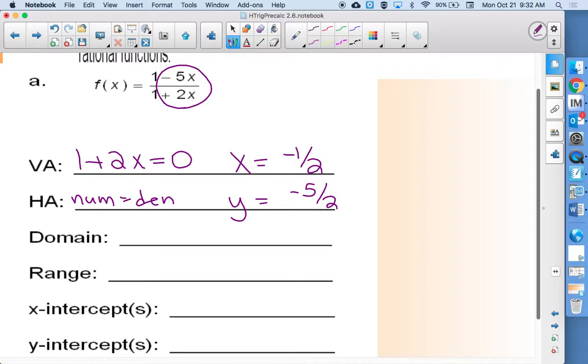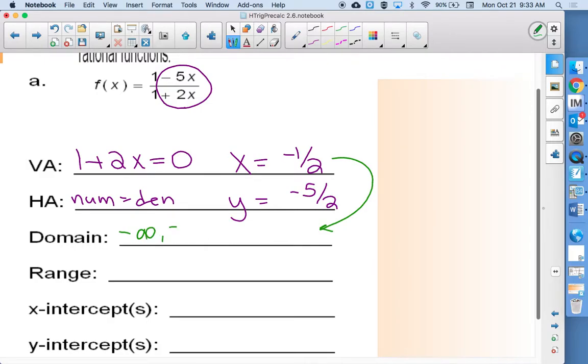How can I find the domain? Brenton? Yeah. So the vertical asymptote creates the domain because that's the number that makes it 0. So it can't be that number. So every time you go to use your domain or find your domain, look at where your asymptote is, or if there are multiple ones.